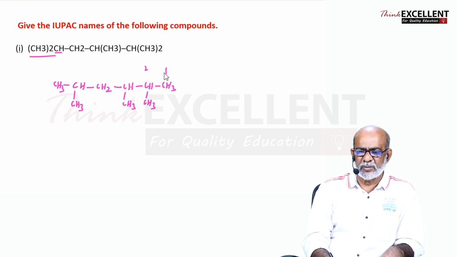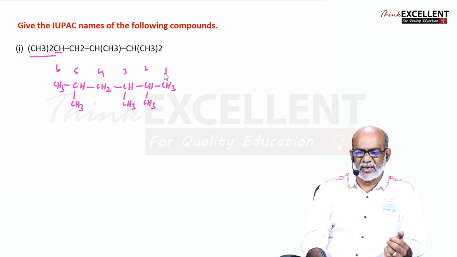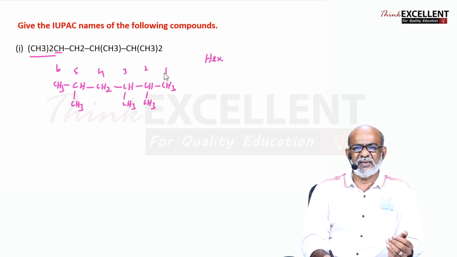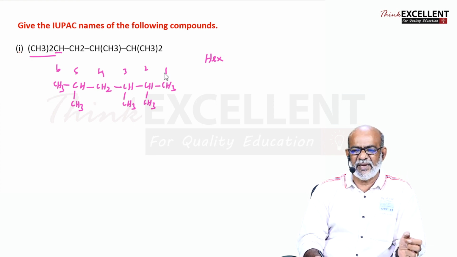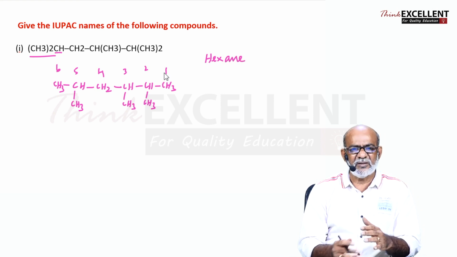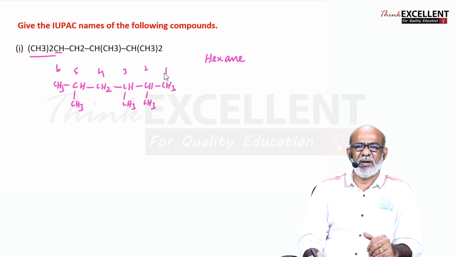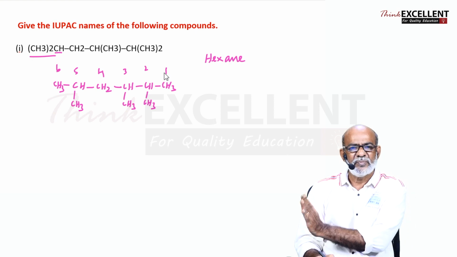1, 2, 3, 4, 5, 6. In total how many carbons in the longest chain? There are 6 carbons in the longest chain. So what is the root word? 6 gives hex. Then first you check whether it contains only single or double bonds. All single bonds, so what is the primary suffix? Ane. So hexane. Next you check whether the organic compound contains a functional group or not. There is no functional group, so no secondary suffix.